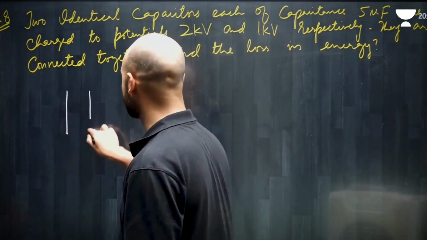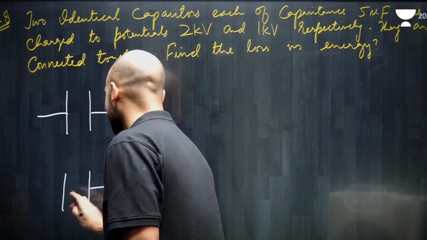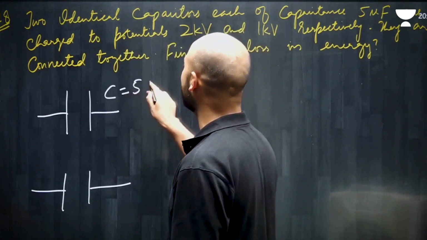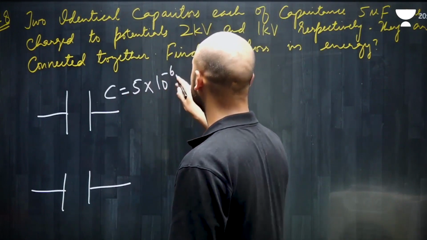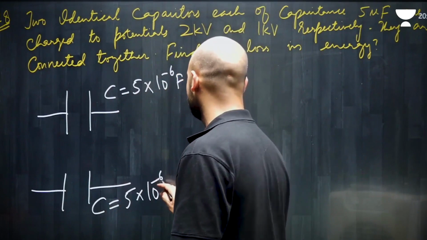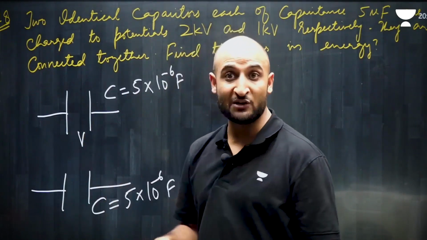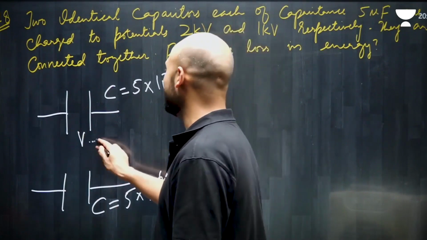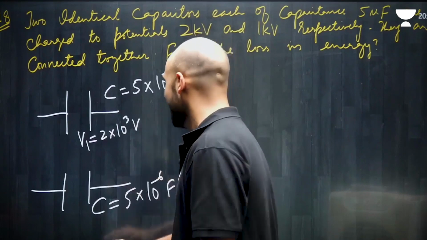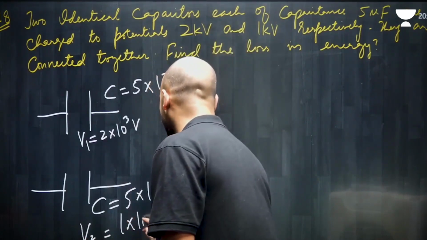You have one capacitor here. You have another capacitor here. They are identical. The capacitance of each capacitor is 5 microfarad, 5 into 10 power minus 6 farad. It's again here 5 microfarad, 5 into 10 power minus 6 farad. The potential of this is V equal to 2000 volt, 2 kilovolt. That means 2 into, I call this as V1, 2 kilo 10 power 3 volt. It's V2, it's 1 kilovolt. It's 1 into 10 power 3 volt.